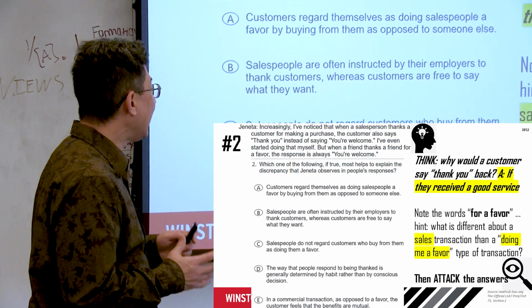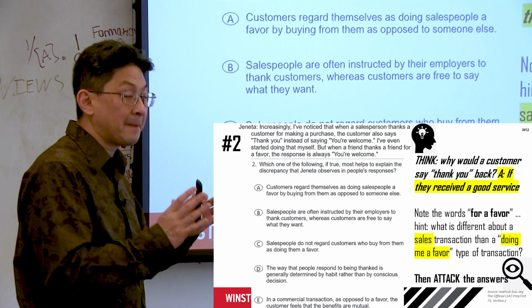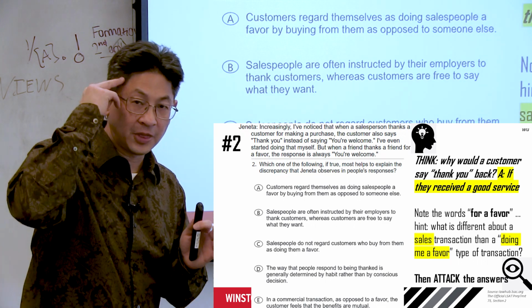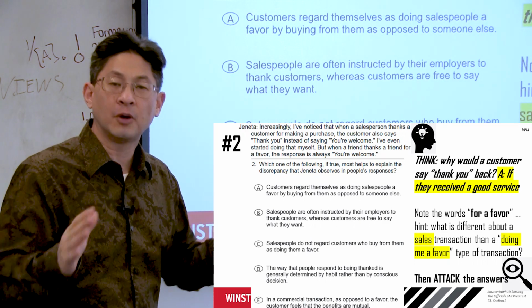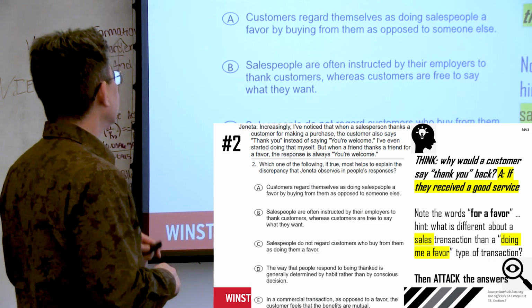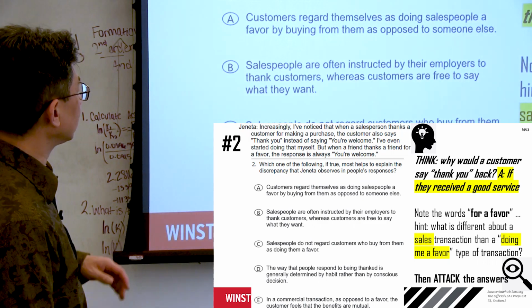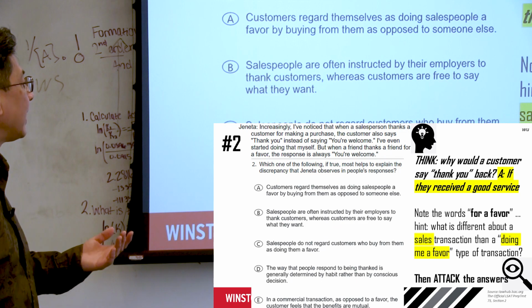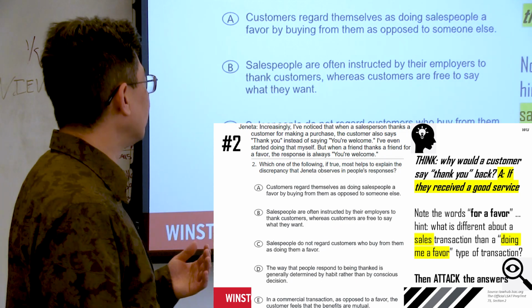All right. So now we look for the answer that matches what we thought about in our own head before we looked at the answer choices. So A says customers regard themselves as doing salespeople a favor by buying from them as opposed to someone else.